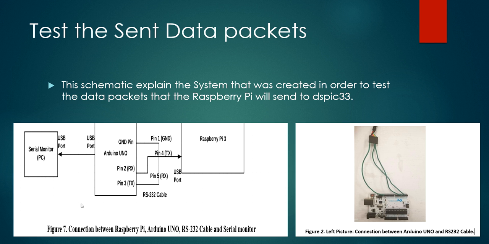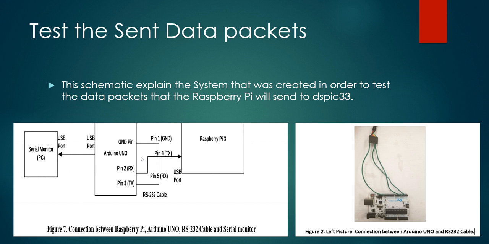This part over here is explained in a different video. It shows how the Raspberry Pi will be sending data to the Arduino, and then that received data will be displayed on the serial monitor. So whenever the user selects several buttons on the touchscreen, different data packets will be sent to the Arduino, and then the packets will be displayed on the serial monitor.